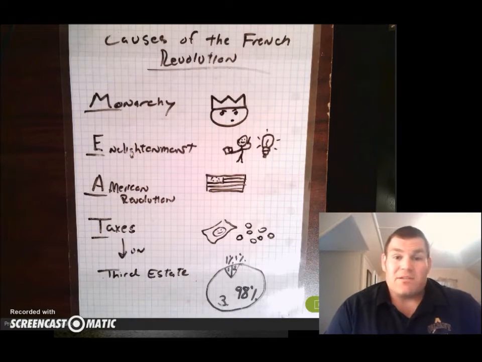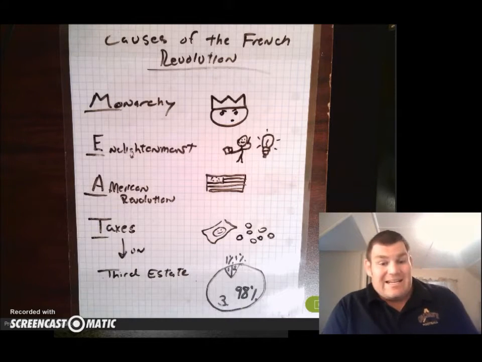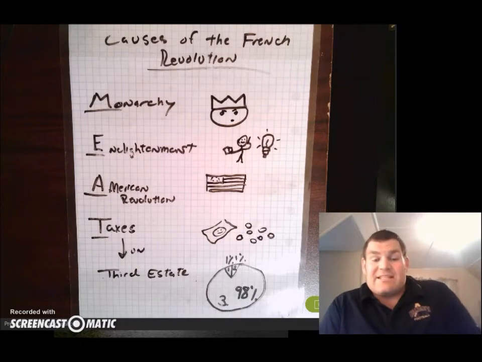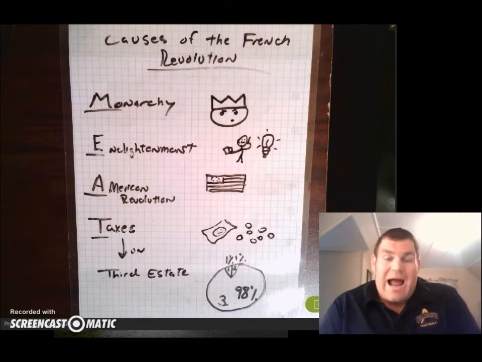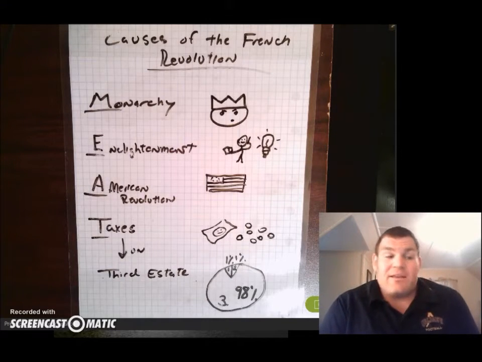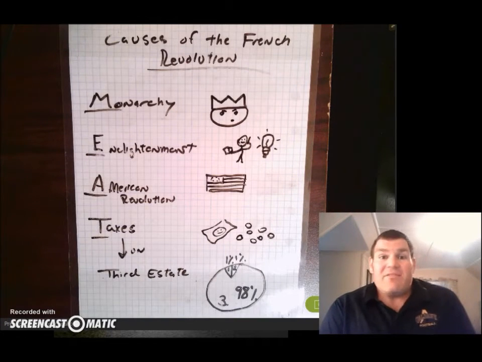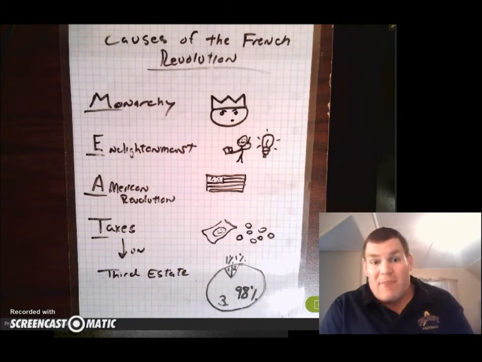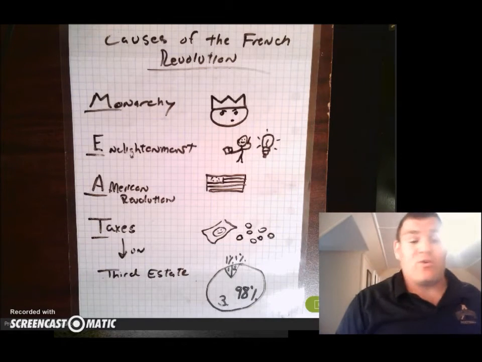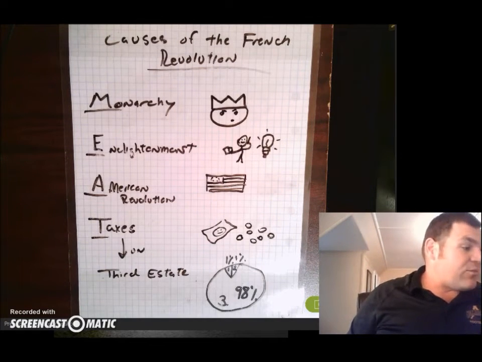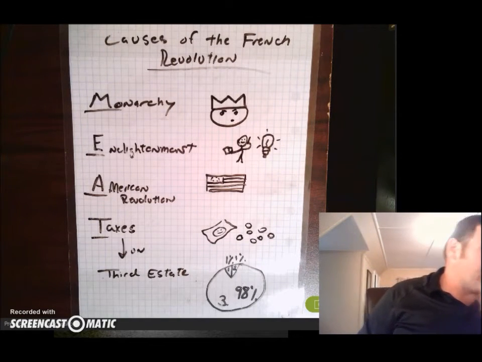98% of the population of France was the third estate, and the first estate and the second estate were these more higher classes. You had the clergy in the first estate and the nobles in the second estate. And none of them paid any taxes, or little to none. And just interesting to note that the third estate was broken down into two different classes.